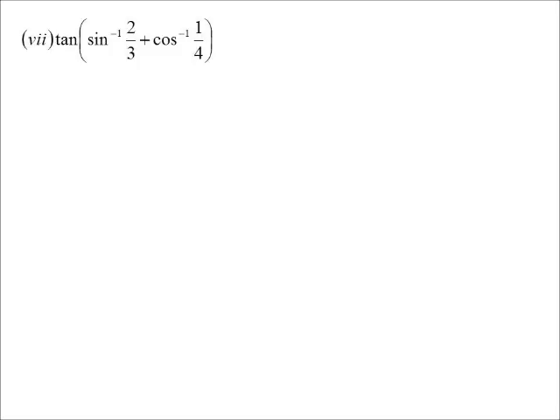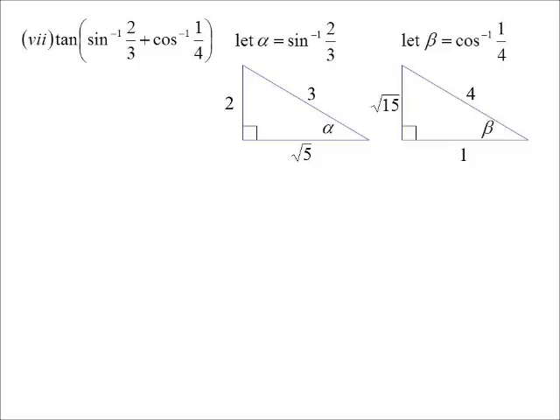The tan of the inverse sine of 2/3 plus the inverse cos of 1/4. Again, we're talking about 2 angles there. So it's tan of alpha plus beta. So I'm going to let alpha be the inverse sine of 2/3 and draw up a triangle for alpha. So opposite over hypotenuse. Adjacent is root 5. I'm going to let beta be the inverse cos of 1/4. And this time it's cosine, so adjacent over hypotenuse is 1/4. The other side is root 15.